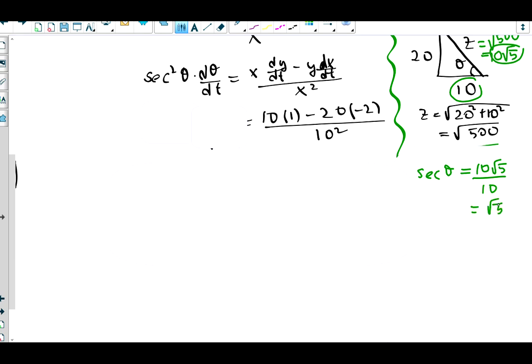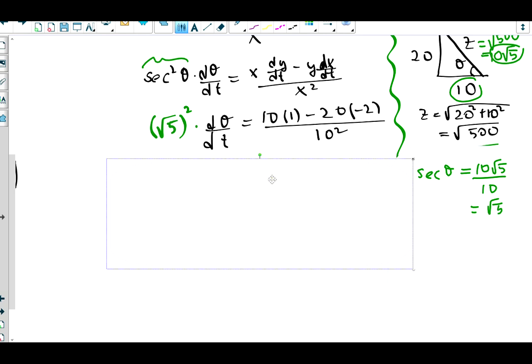So go ahead and plug that in here, except notice this is being squared, right? So you're going to square the square root of 5, and that will end up being 5. The only unknown is d theta/dt. We can certainly solve for that. So you would first simplify your numerator. Don't forget negative times negative is positive, so you get 40 plus 10, which is 50 over 100. And then you're going to divide both sides by this quantity, which equals 5.